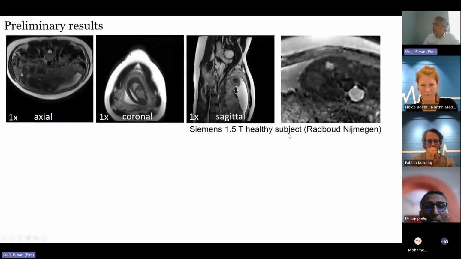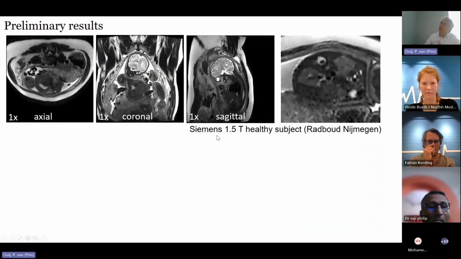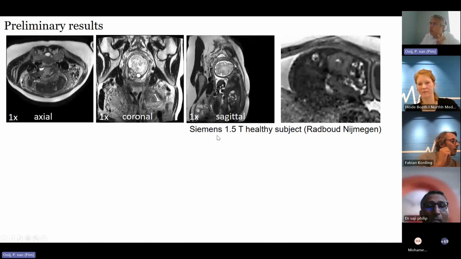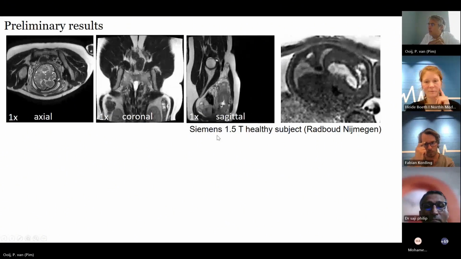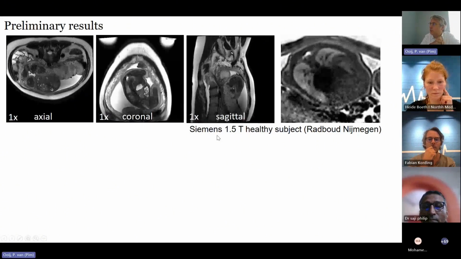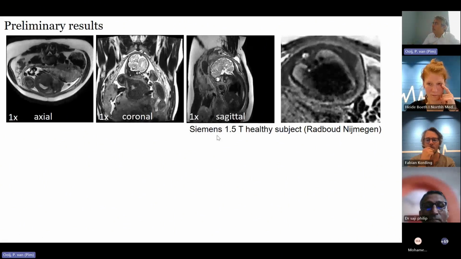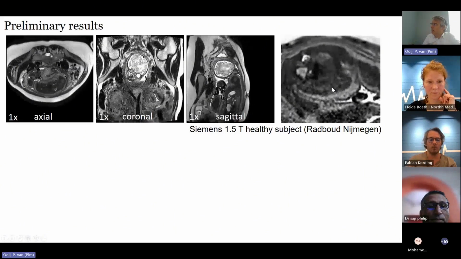We were less successful at a Siemens 1.5, and that is because we only did one stack of each, and we didn't have slice overlap here. So basically, we just didn't have enough data to get good image quality here.